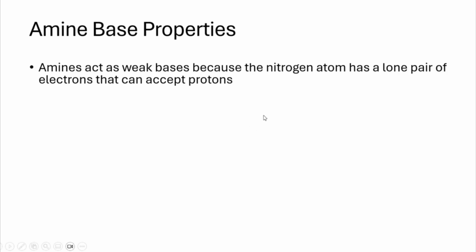Alright, so amine base properties. So basically, amines can act as a base here. I don't know why that's... Oh yeah, there we go. Alright, cool. I was about to freestyle that.